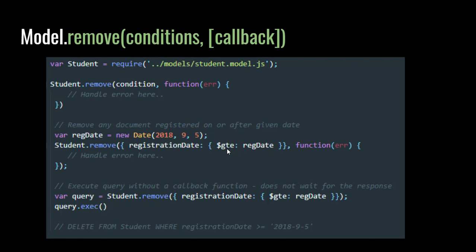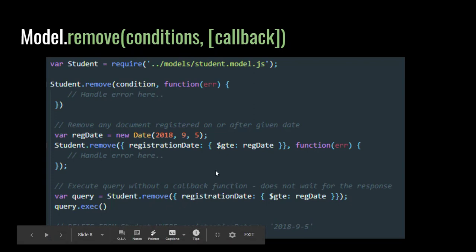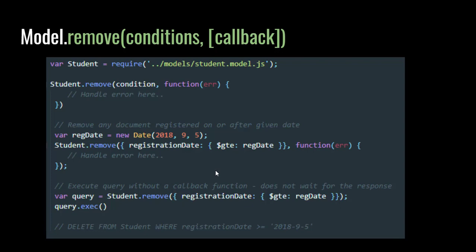But there's also another thing to note: without a callback function here, you basically defer the execution to a later time. So you get back a query object. That query object can be passed around. It can be executed whenever you want to do it. So you can defer the execution, control when you want to do it, and the way you do it is query.exec. If you were to translate this to SQL, this statement would say delete from student where registration is greater than or equal to the registration date.